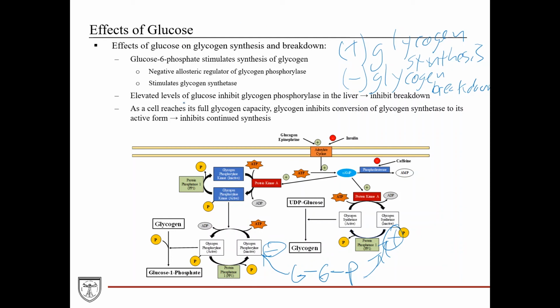And here, same thing, elevated levels of glucose inhibit glycogen phosphorylase, which inhibits breakdown in the liver specifically. The one thing that we'll point out though is as the cell reaches its full glycogen capacity, because remember there's a maximum point, glycogen will inhibit conversion of glycogen synthetase to its active form, so it'll inhibit continued synthesis. Because there's only a maximum glycogen storage capacity, if you will. And then remember in the liver, once you've reached that, then you switch over to storing your abundance of glucose as fatty acids in adipose tissue.